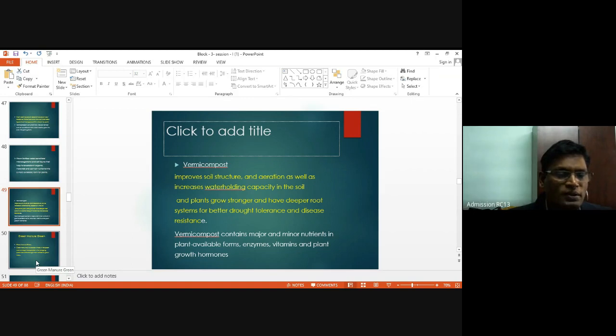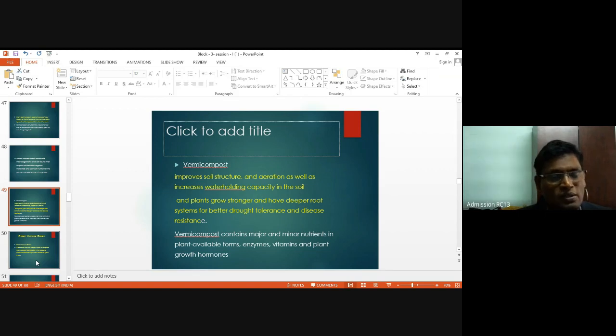As I told you, vermicompost improves the soil structure. All of this contributes to soil structure, aeration, and increased water holding capacity of the soil, and plants grow stronger and have a deeper root system, better drought tolerance and disease resistance. This kind of manure gives strength to the plant roots.